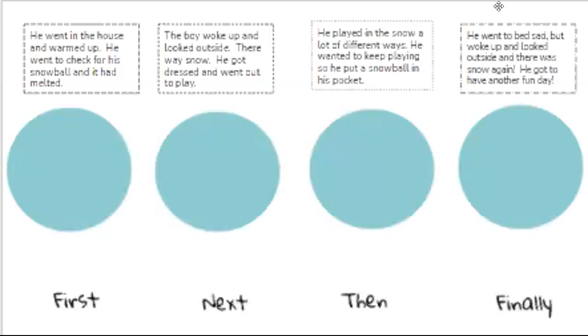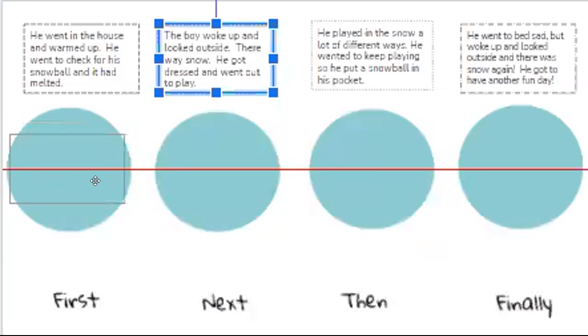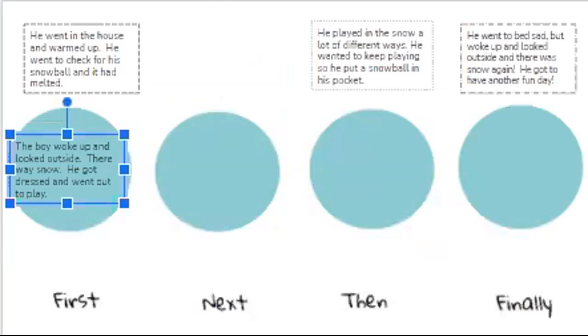And so you would read, what happened first? Oh, the boy woke up, he looked outside, there was snow, he got dressed and went out to play. And you would take this text box and you would say, that's what happened first, and just show your students. And then you could ask them to work independently, or you could read each of the boxes aloud to them, or you could have them do this on their own.